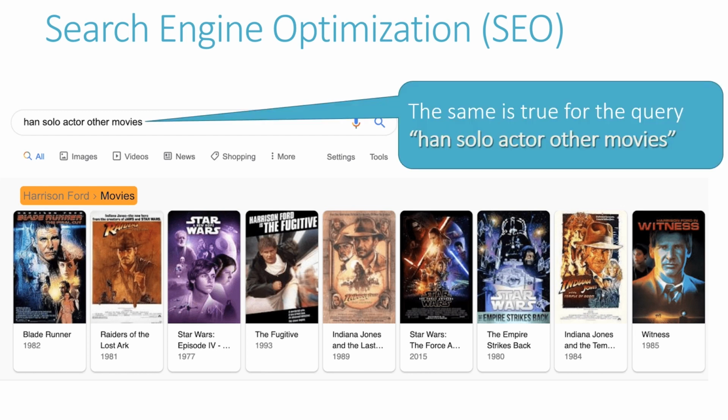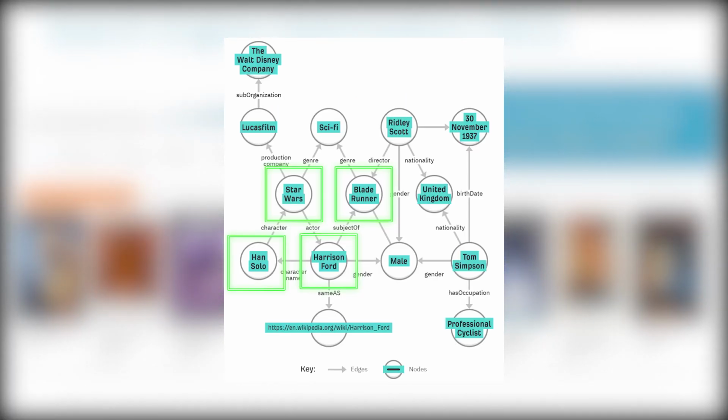Here not only are the results relevant, but Google also shows the connection in the knowledge graph and provides an entity carousel which satisfies our query. If you remember the slide of the Google Knowledge Graph I explained earlier, you can see Han Solo's actor is in both Star Wars and Blade Runner.